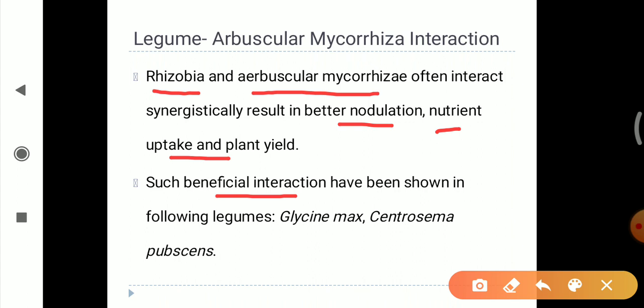The things that we have to remember in VA mycorrhiza: it forms vesicle-like structures and arbuscule-like structures. The vesicle-like structure helps in the storage of nutrients, macronutrients, ions and so on, whereas the arbuscular tree-like structure helps in capturing those nutrients, such as macronutrients, micronutrients and other ions present in the soil.